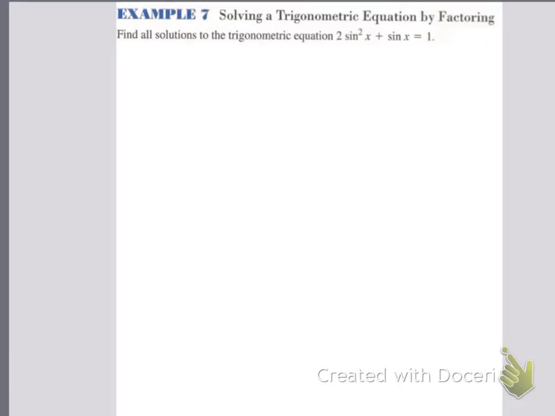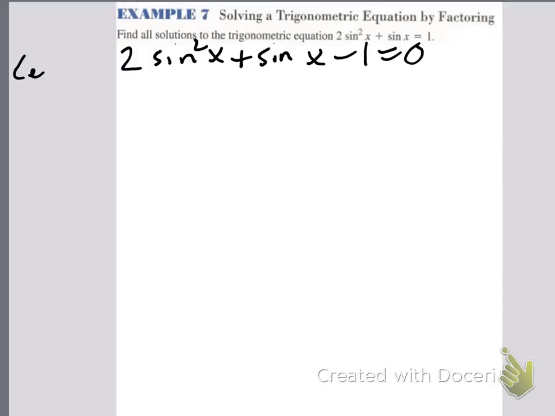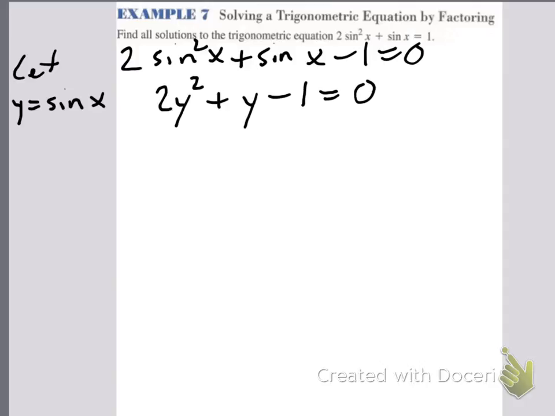Okay, now for this next example, the first thing we're going to do is get all the terms on one side. I apologize that this video is long. Now, what I'm going to do over here on the side is assign a variable to sine x, and here's why. If I substitute y in for sine x, that becomes a lot easier to solve than all those sines.